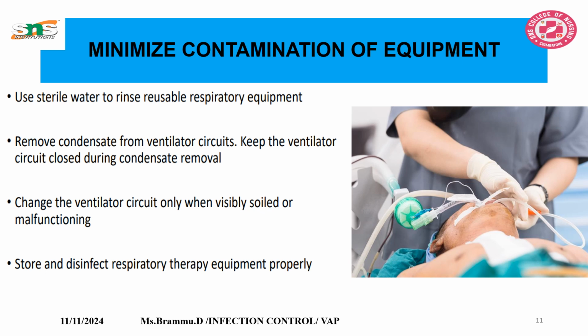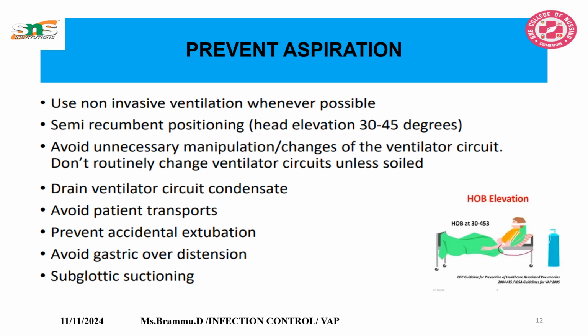Minimize the contamination of equipment, that is whenever possible rinse the ET tube using the suction catheter. Always use sterile water, use a closed suction drainage, and remove the condensate from the ventilator circuits. The circuits will be filled with many droplets. See that those droplets are removed very frequently and emptied. Keep the ventilator circuit closed during condensate removal, and change the ventilator circuit only when it is visibly soiled or malfunctioning. Store and disinfect the respiratory therapy equipment properly.